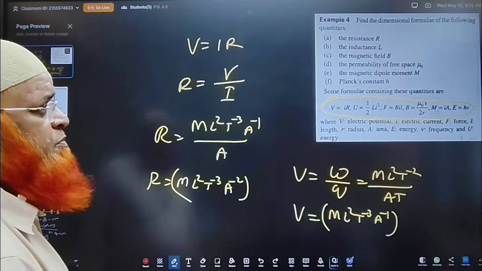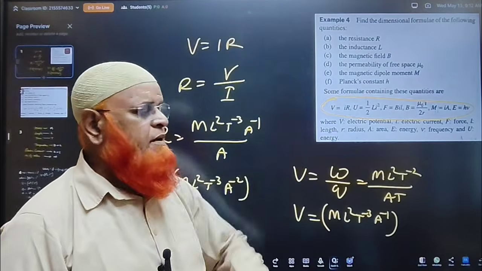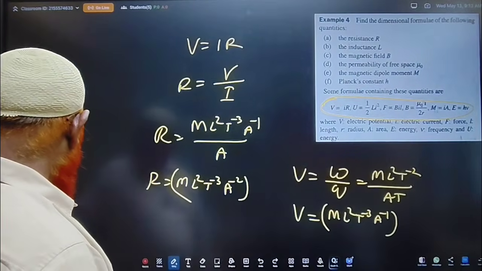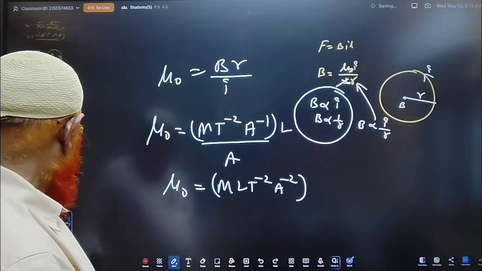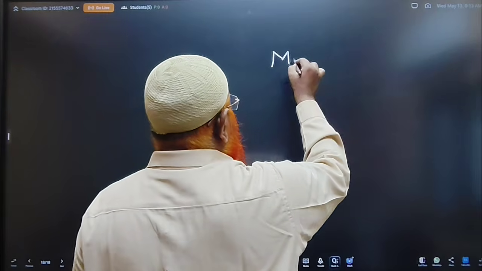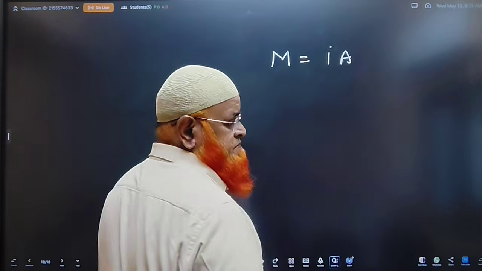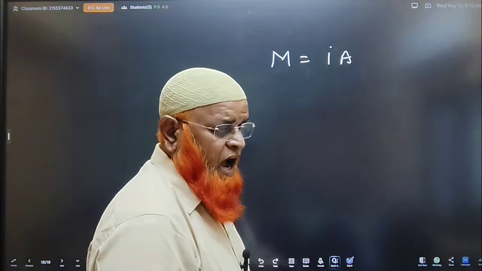Okay, so magnetic dipole, next dimensional formula is magnetic dipole. So how will you find out the dimensional formula for magnetic dipole? Let us discuss about that. Magnetic dipole is nothing but I into A. What is this formula actually? How do you get this I into A?